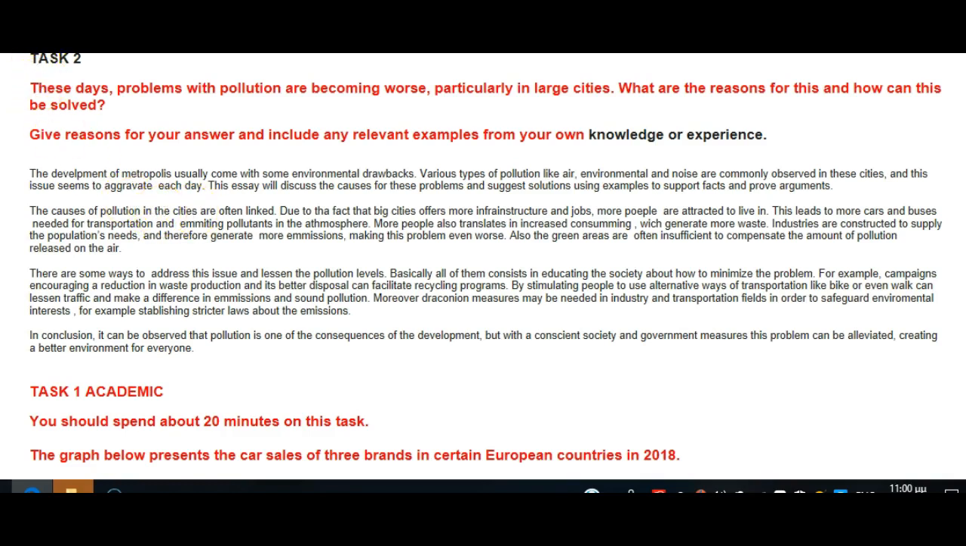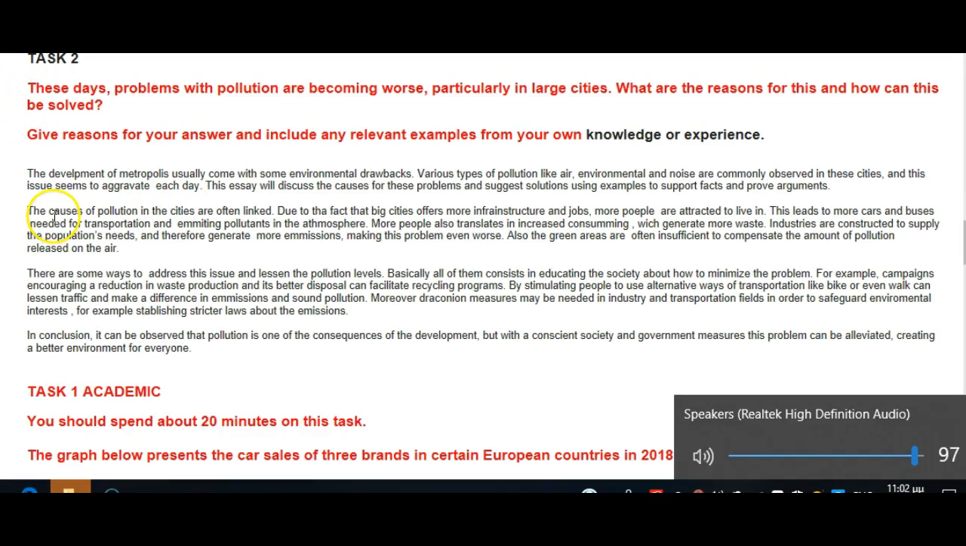The causes of pollution in cities. No the here. Because it's not like you're talking about specific cities. You're talking about all cities. Okay, so the causes of pollution in cities are often linked due to the fact that big cities offer more infrastructure, careful with your spelling, and jobs. More people are attracted to live there. Okay, this leads to more cars and buses needed for transportation, which emit pollutants in the atmosphere. Okay, so transportation which emits pollutants in the atmosphere.